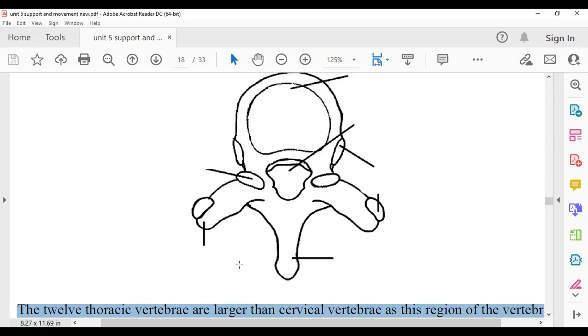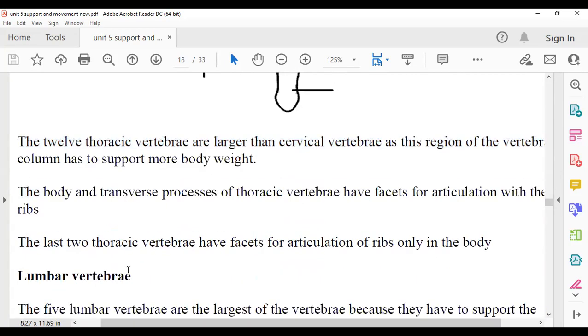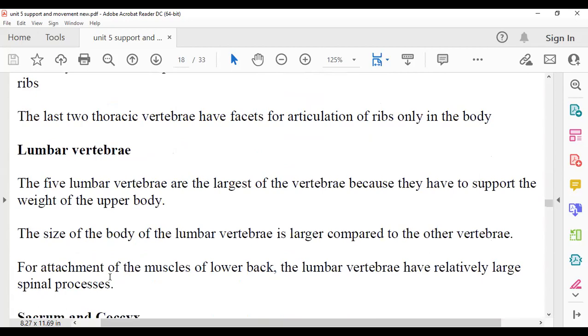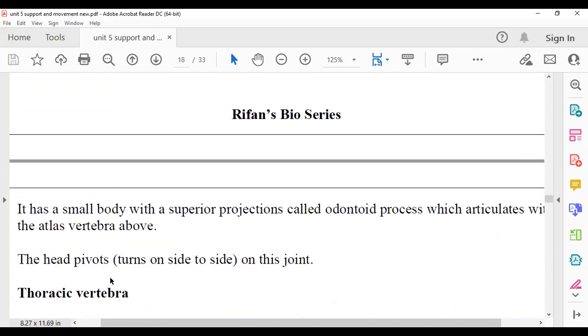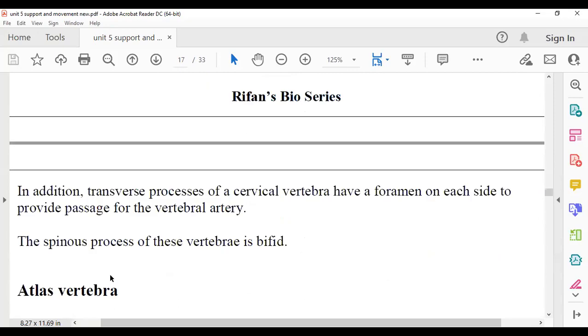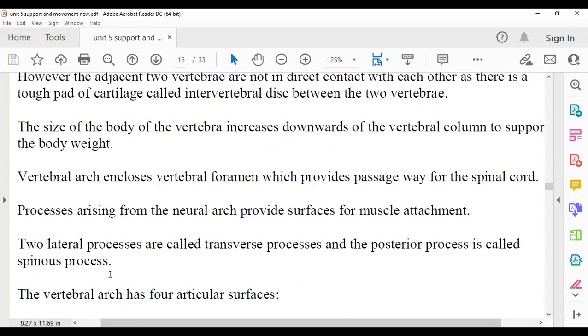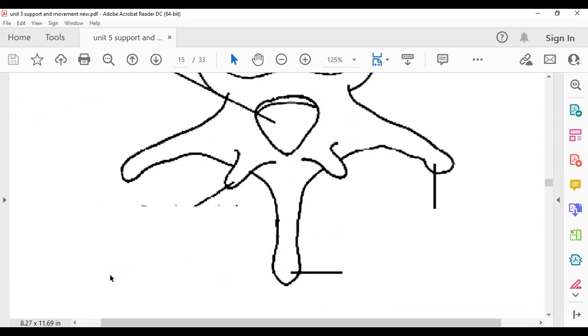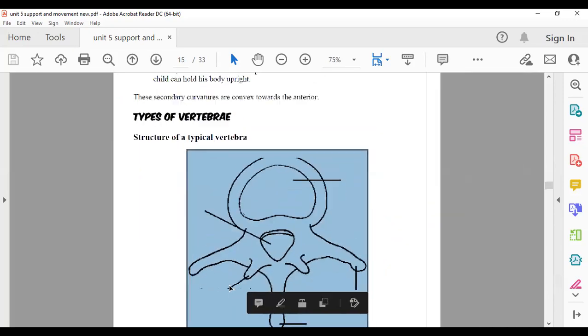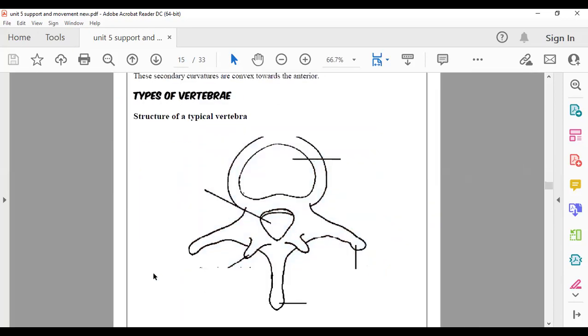Clear, sir. Clear? Good. So coming to lumbar vertebra. Lumbar vertebra is the typical vertebra. The typical vertebra we have already studied pictorially. This is the typical vertebra: body, vertebral foramen, transverse process, spinous process, and superior articular process, inferior articular process.